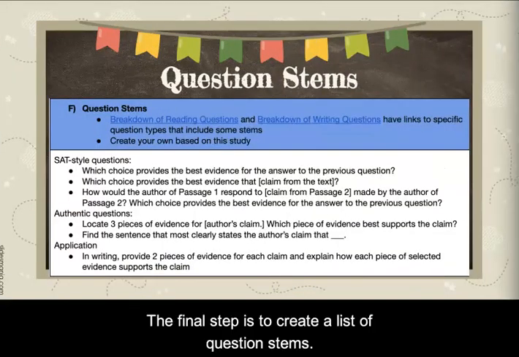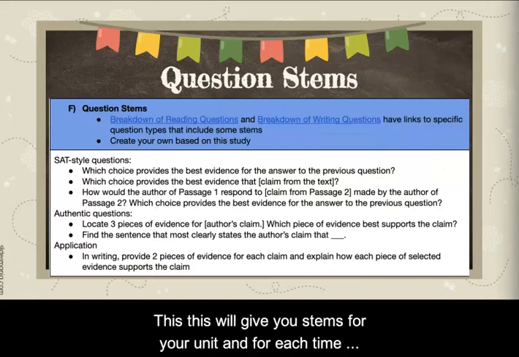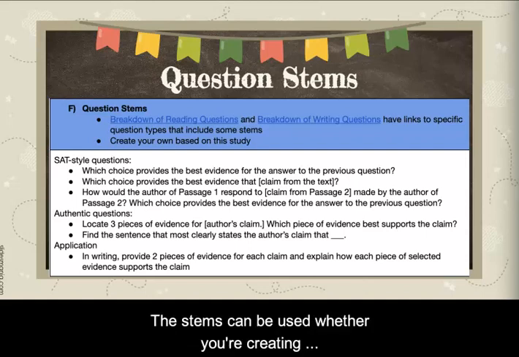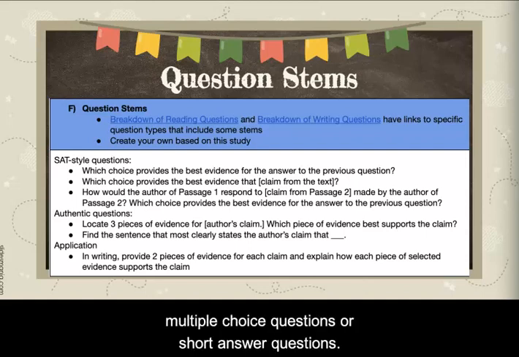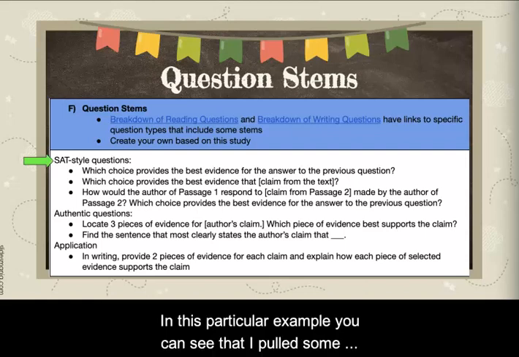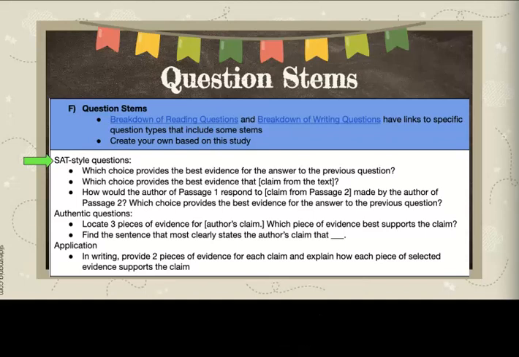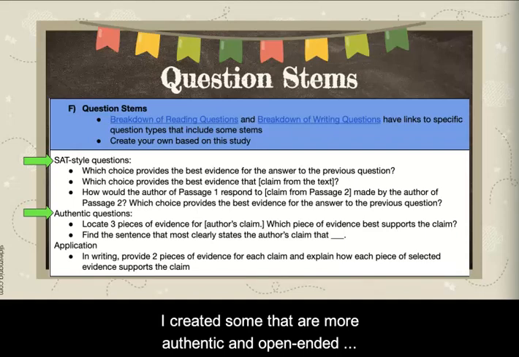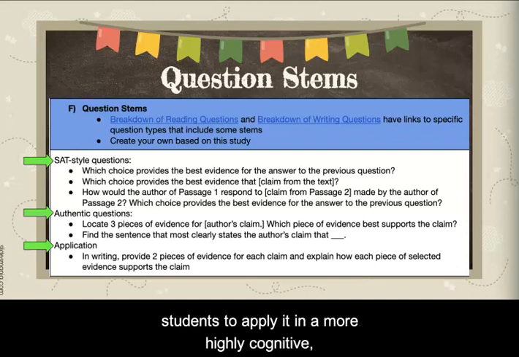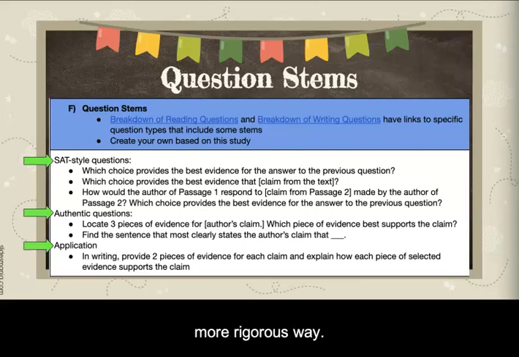The final step is to curate a list of question stems. This will give you stems for your unit and for each time that you cover the standard in the future. The stems can be used whether you're creating multiple choice questions or short answer questions. In this particular example, you can see that I pulled some directly from the SAT. I created some that are more authentic and open-ended rather than multiple choice. And then finally, it's a way for students to apply it in a more highly cognitive, more rigorous way.